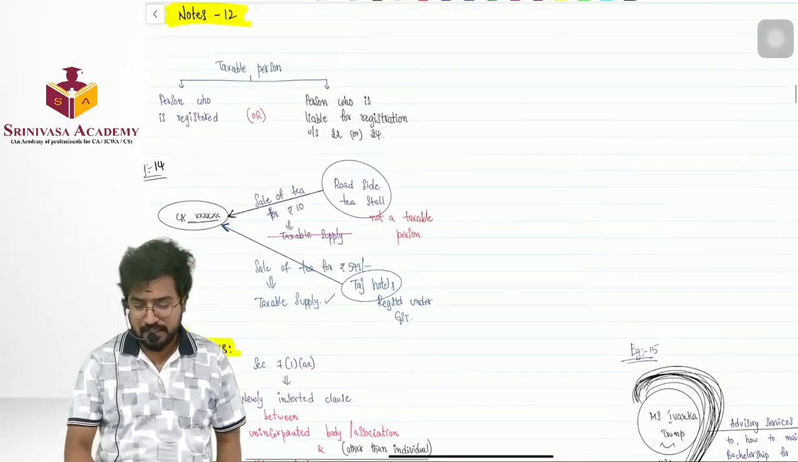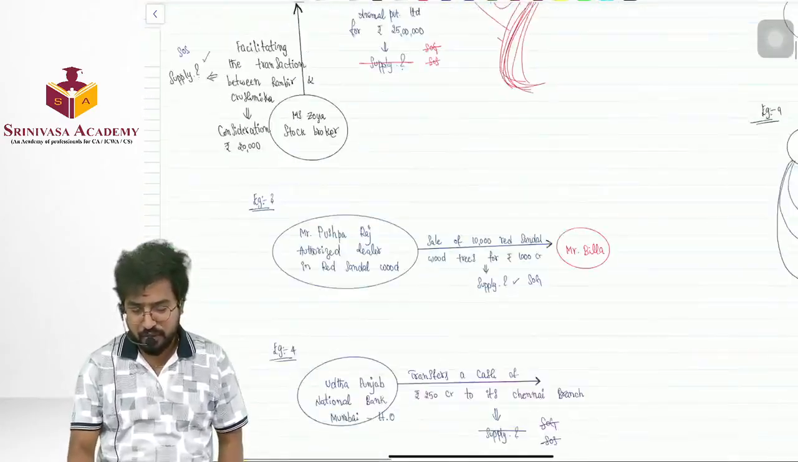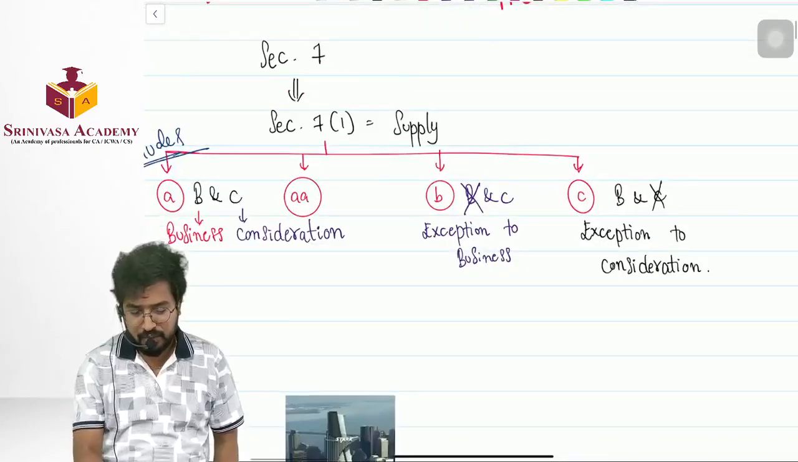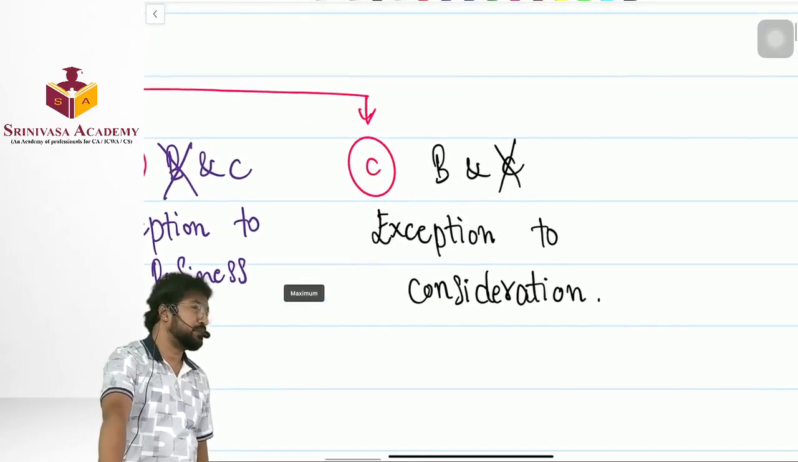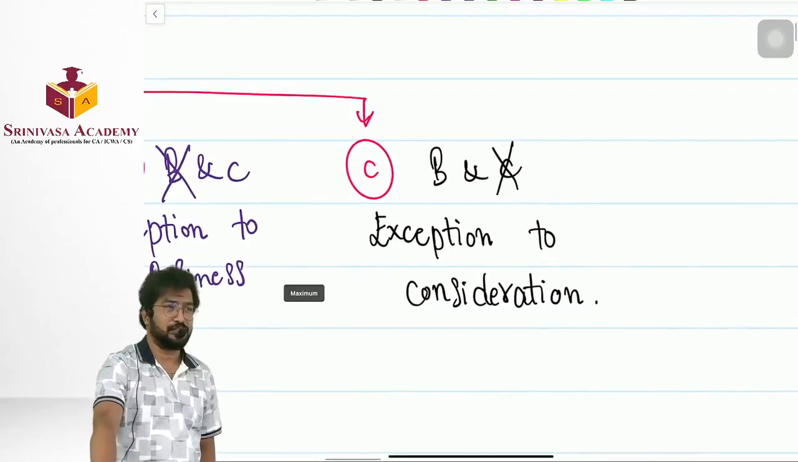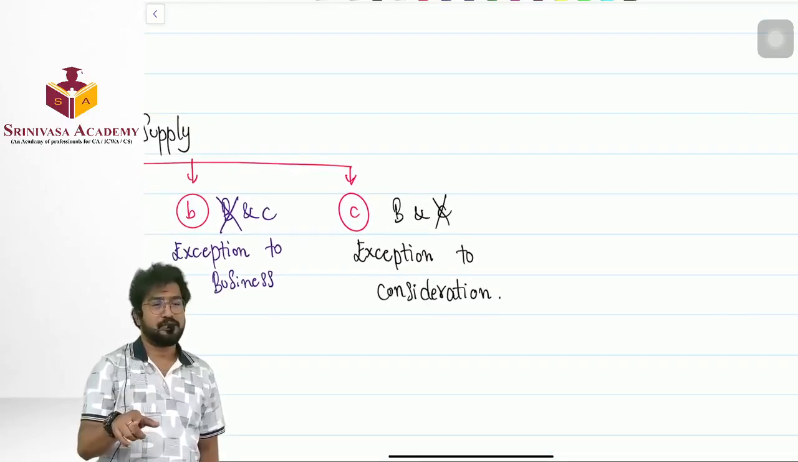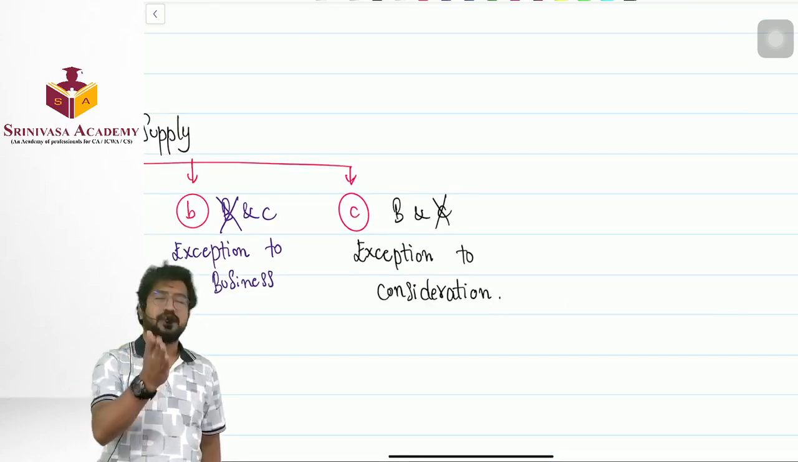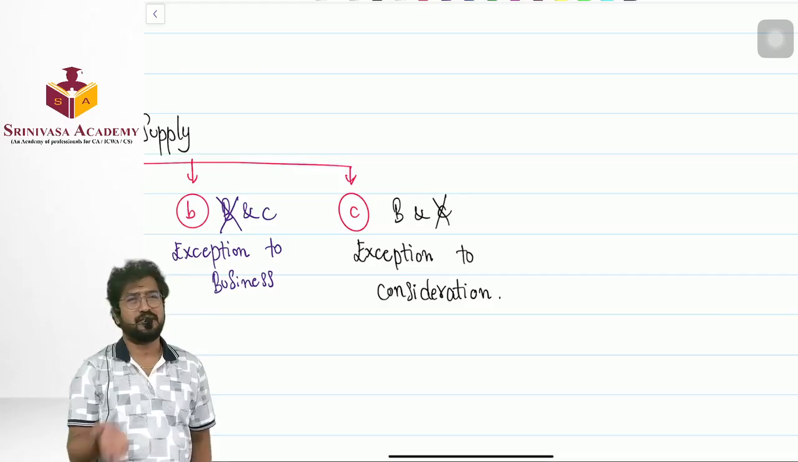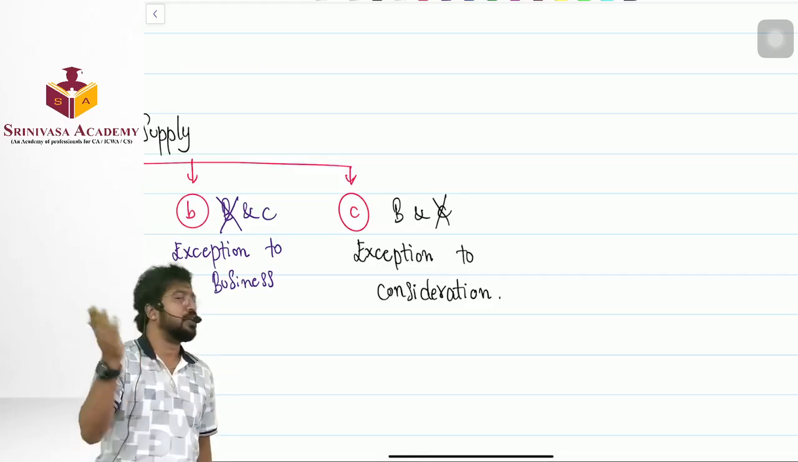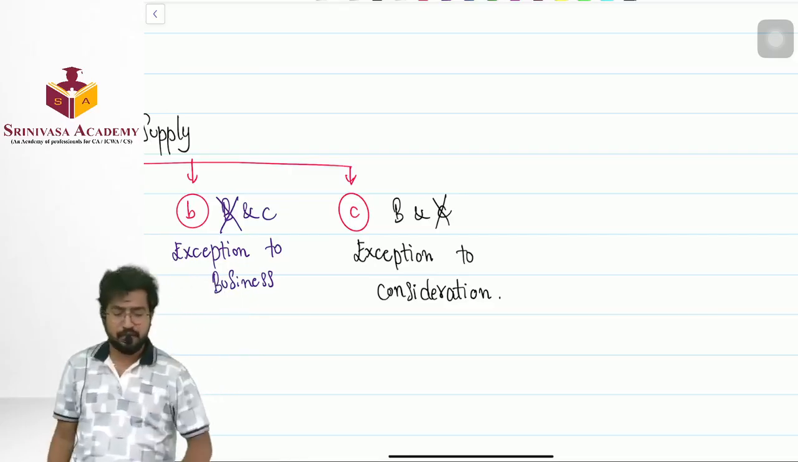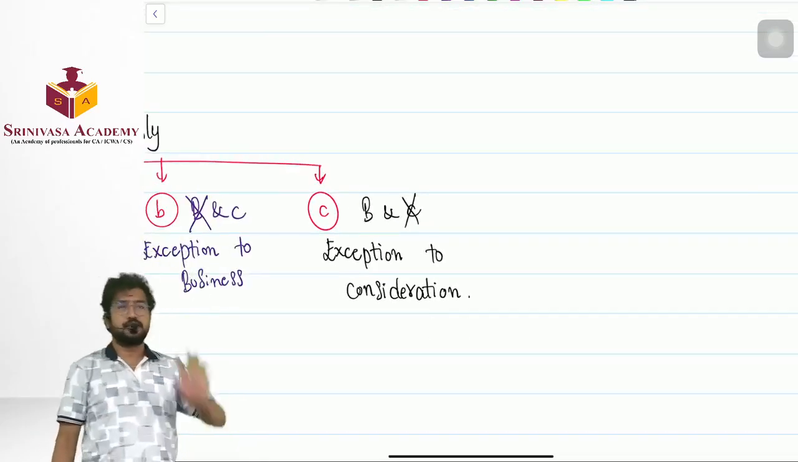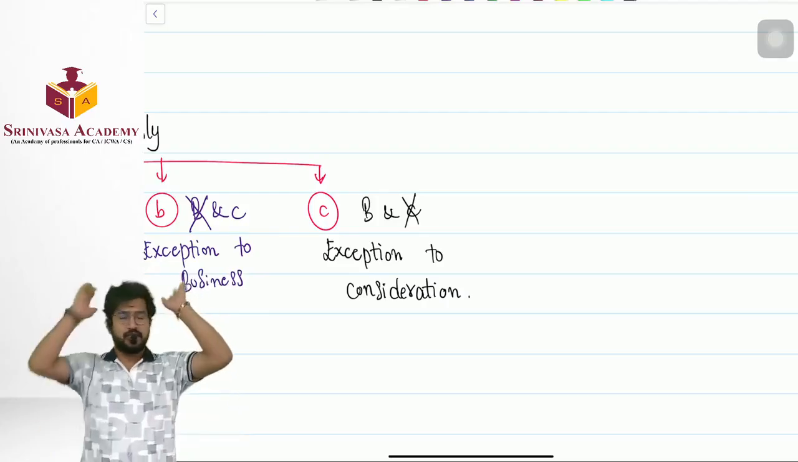Clause C. We are done with clause B. Now we are moving on to clause C. What is clause C? C says I don't want C. C means consideration. B says I don't want B, C says I don't want C. B means business, C means consideration. That means 7.1b is an exception to business, 7.1c is an exception to consideration. Very important topic. This 7.1c, Schedule 1. Listen carefully.